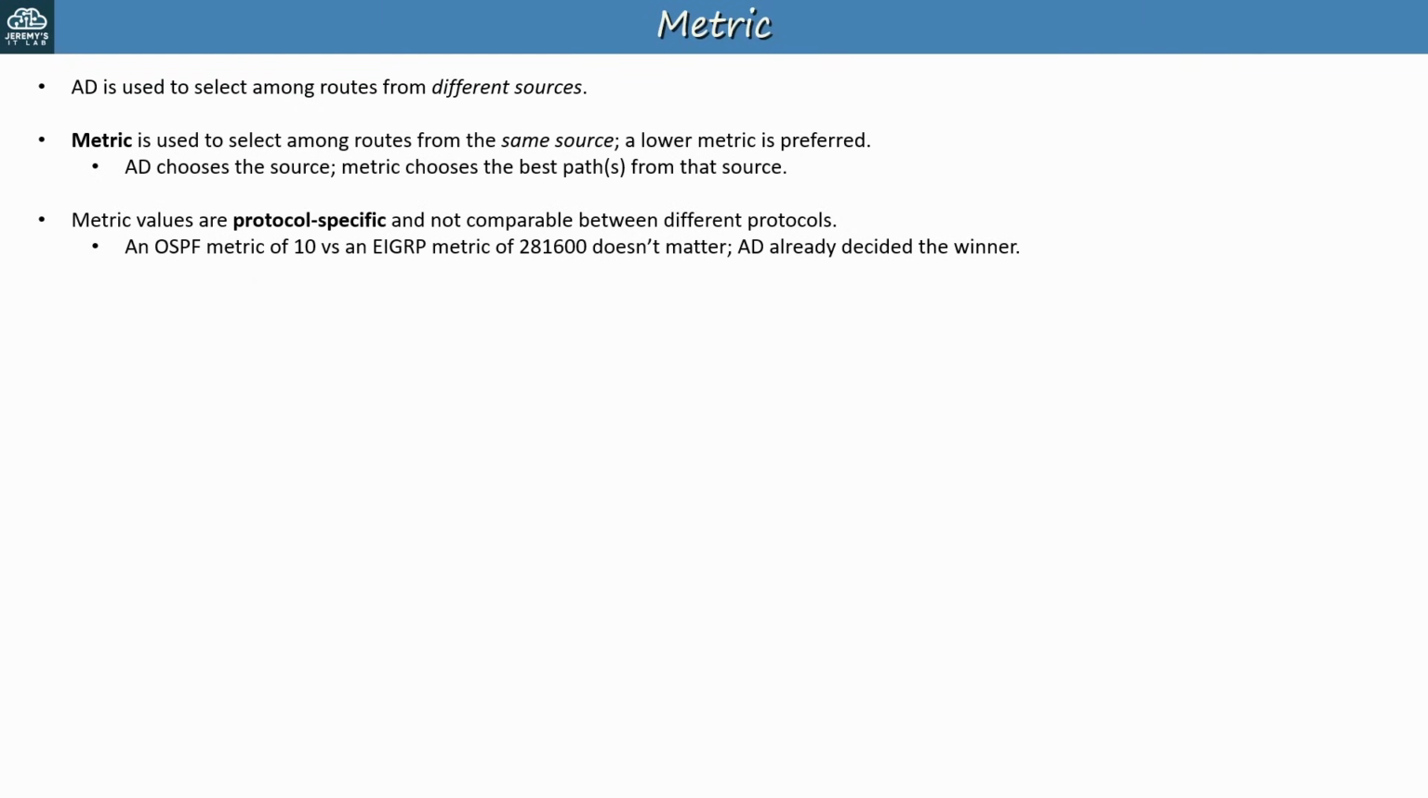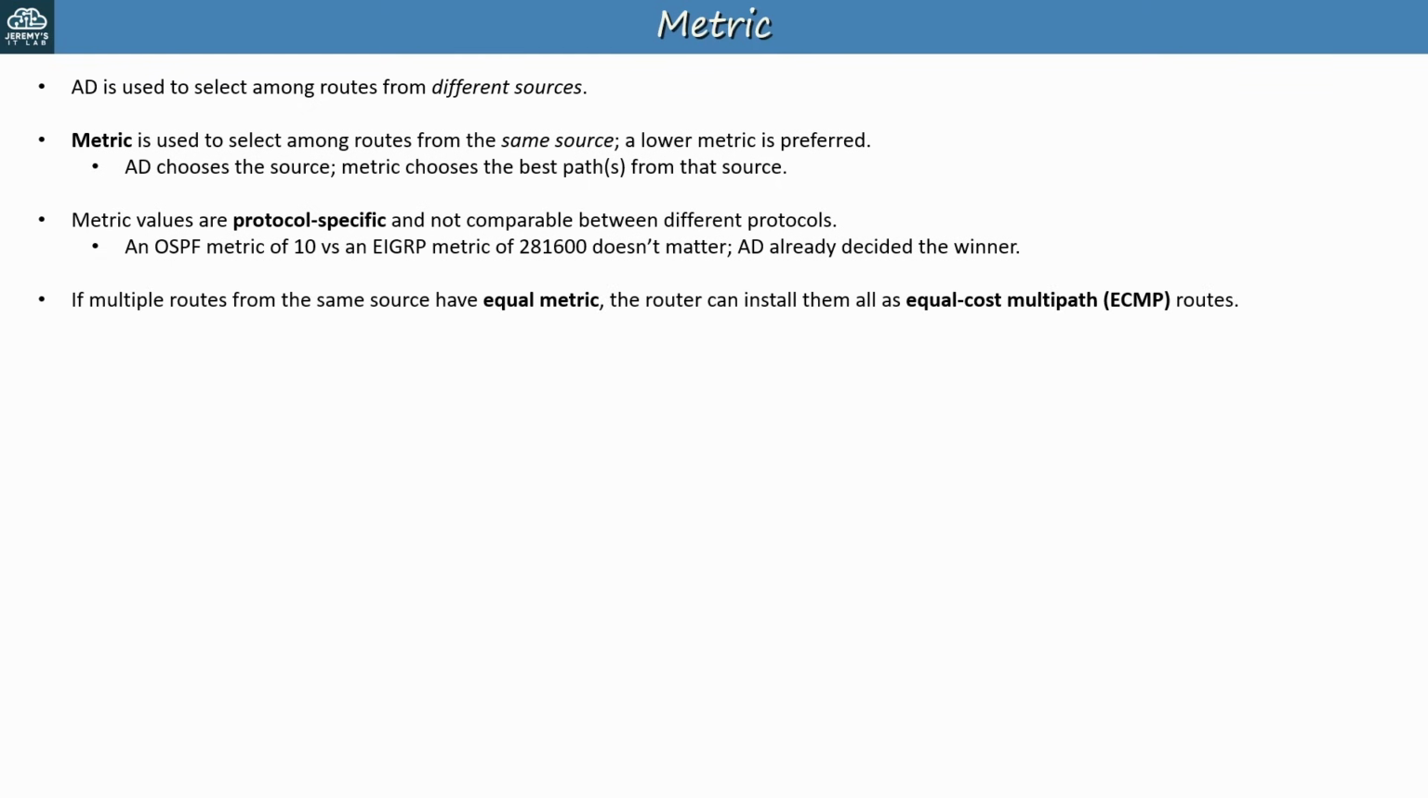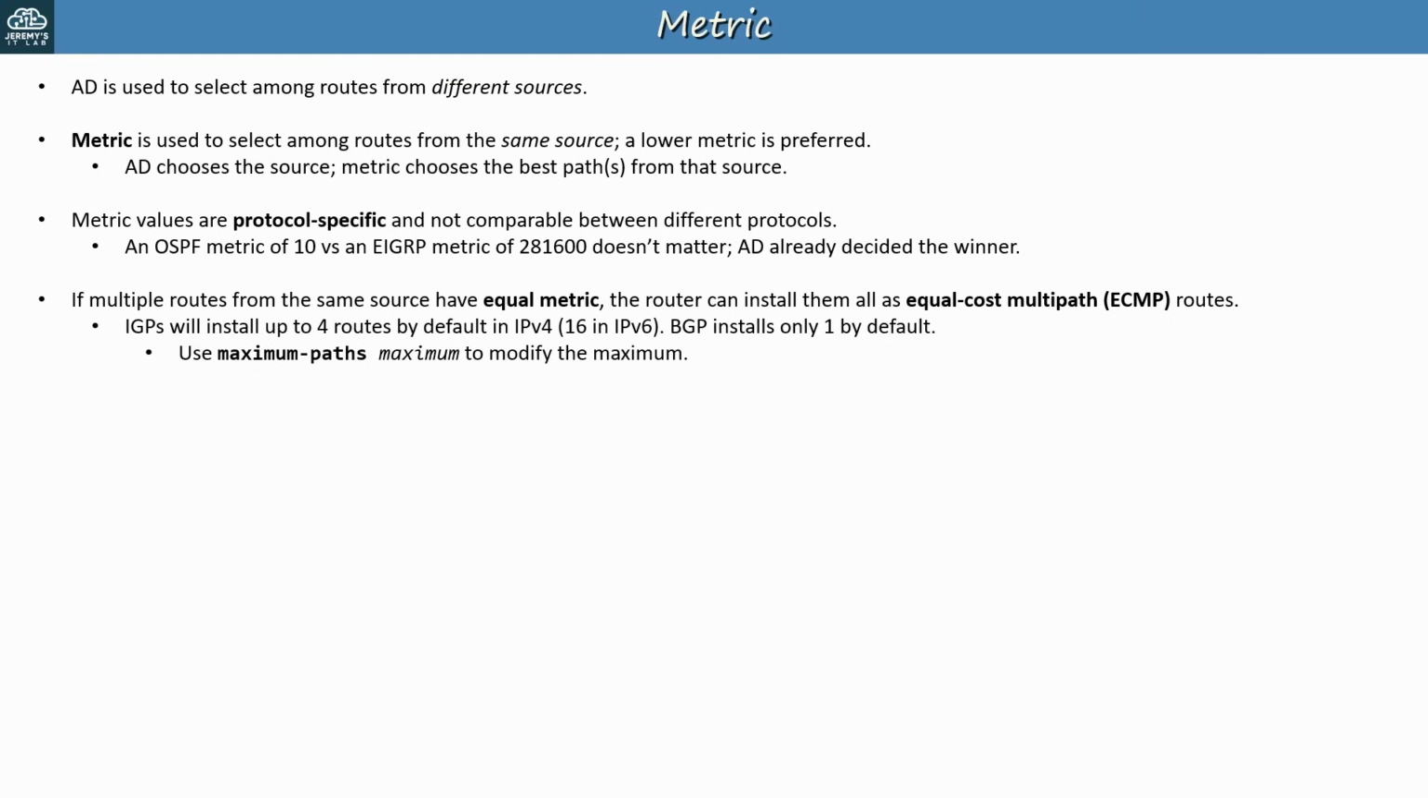AD already decided the winner. If multiple routes from the same source have equal metric, the router can install them all as equal cost multipath, ECMP routes. IGPs like RIP, EIGRP, OSPF, and ISIS will install up to 4 routes by default in IPv4, or 16 in IPv6, at least on the devices I checked, and BGP installs only 1. But you can use the command maximum paths to modify it in router config mode for the specific protocol.